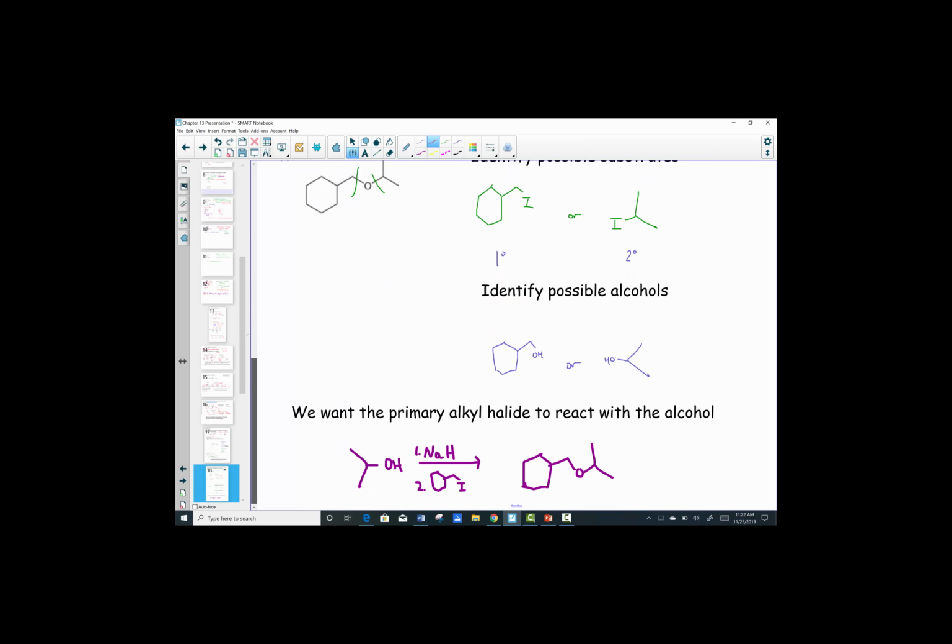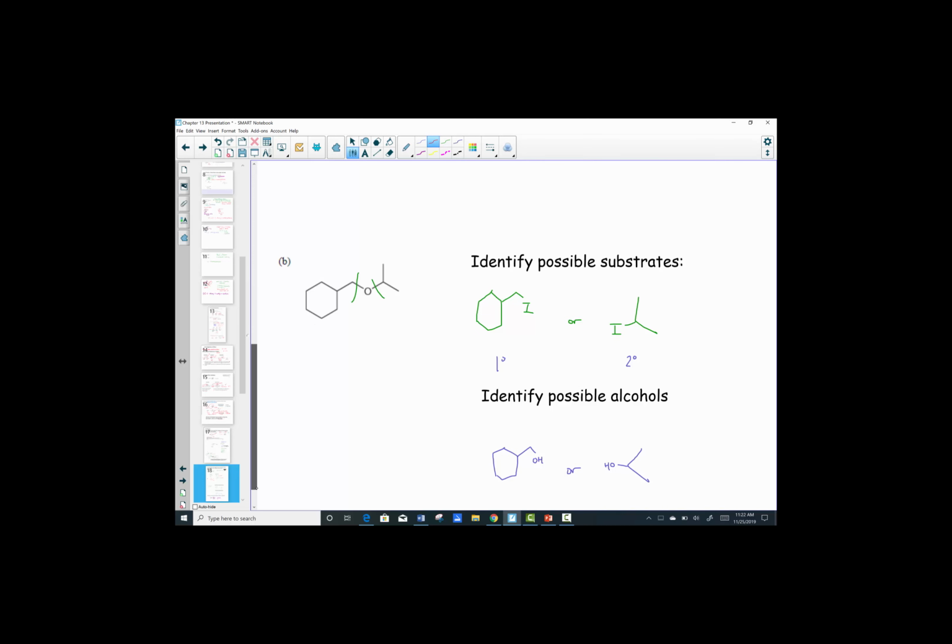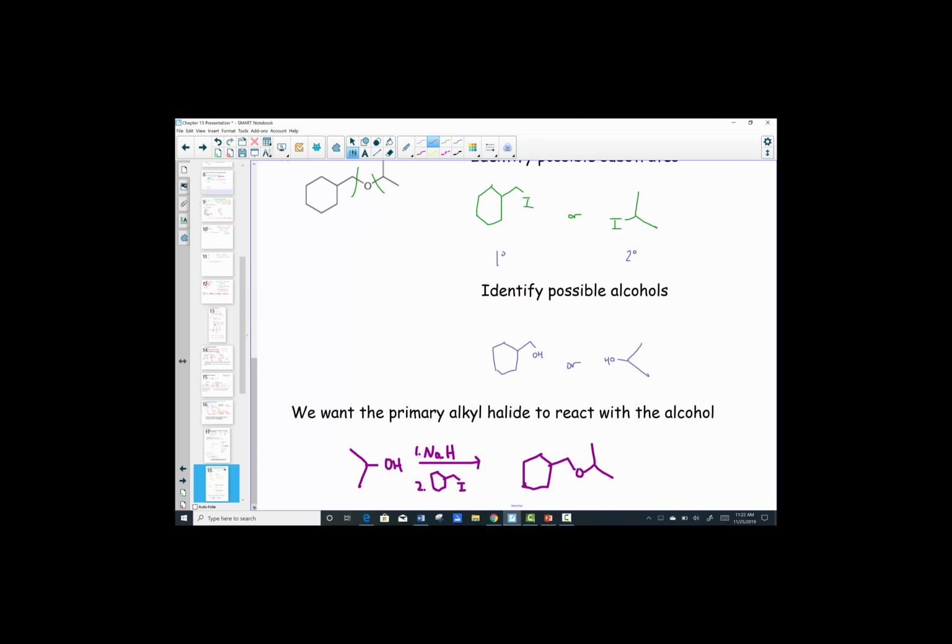And the appropriate substrate then comes from the cyclohexane, and it had the methyl group attached. Whoops, and it jumped up, sorry. And here we would see the final answer. We decided that the secondary alcohol reacting with a primary substrate would form our ether through the Williamson synthesis.